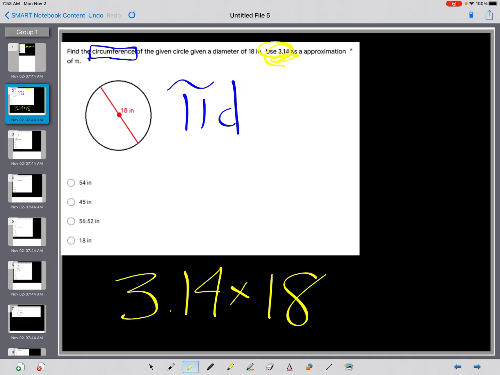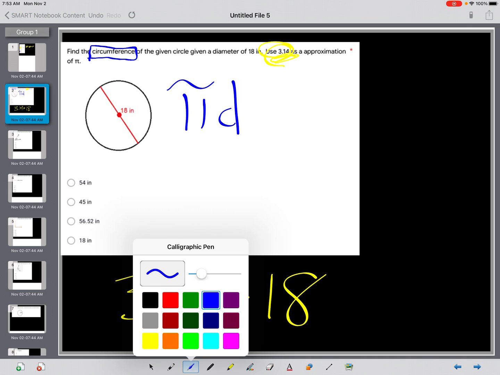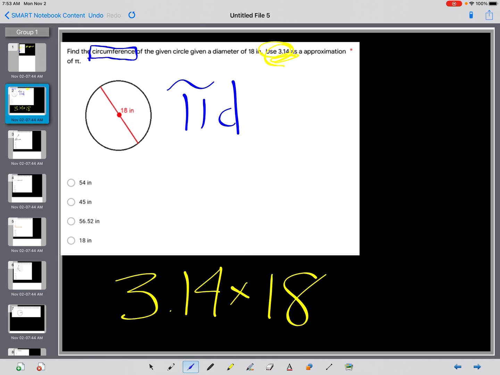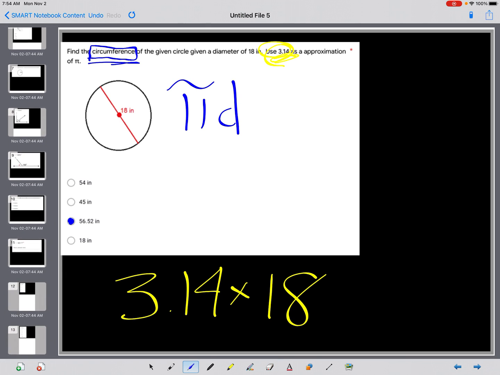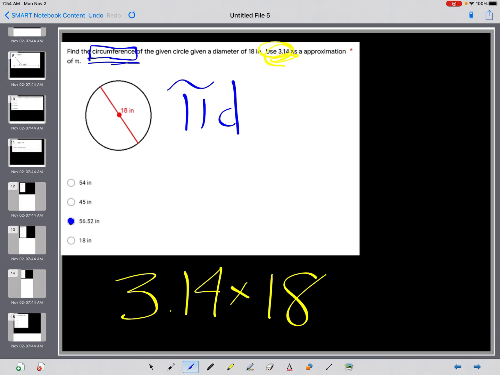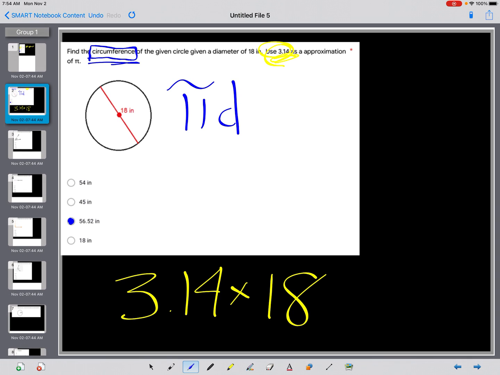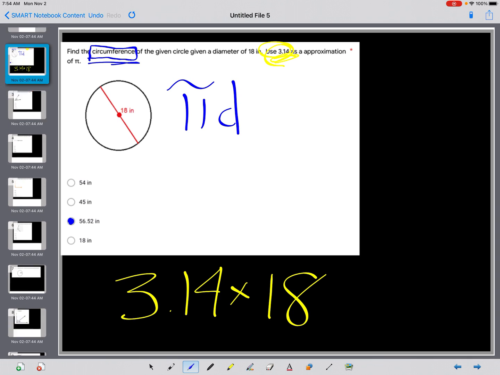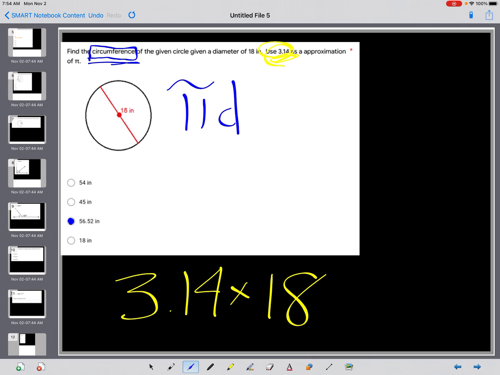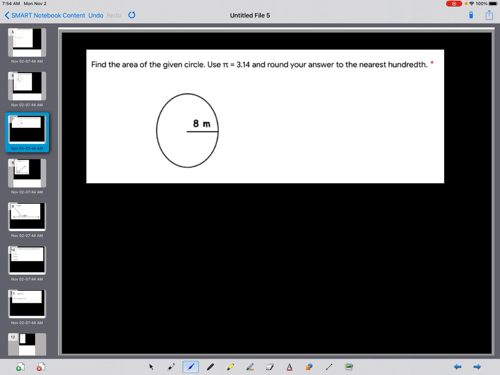When you do that, you should find your answer here in the multiple choice. I come out to 56.52 inches in this case. So again, just be sure you're reading thoroughly, because you're being asked circumference. In another case, you're going to be asked to find the area of a circle, and that's in this example.